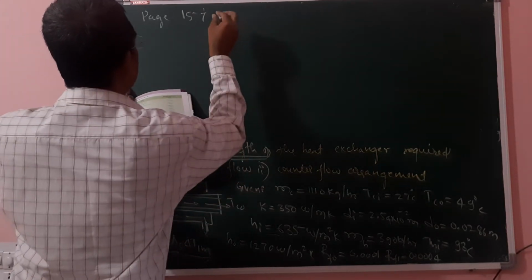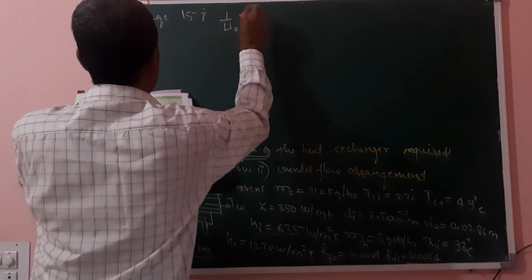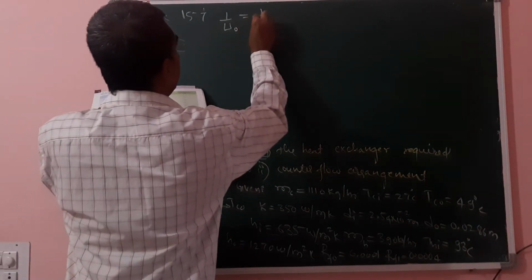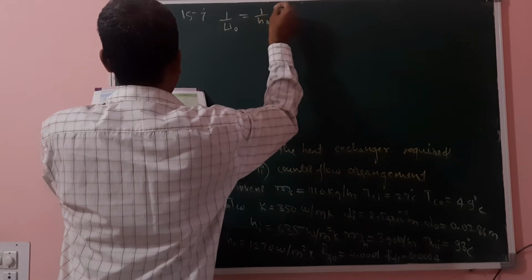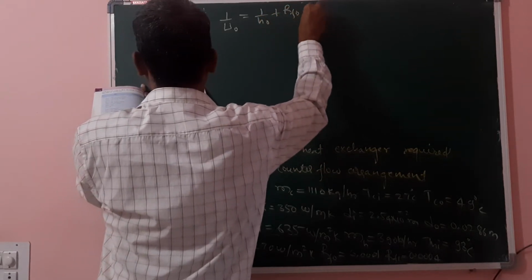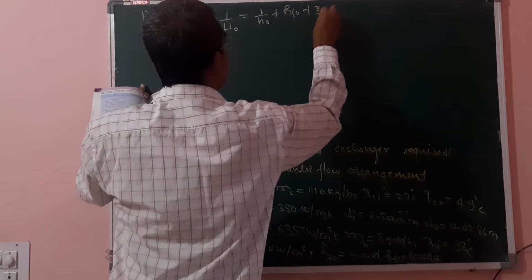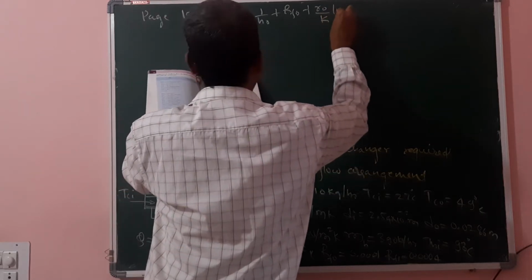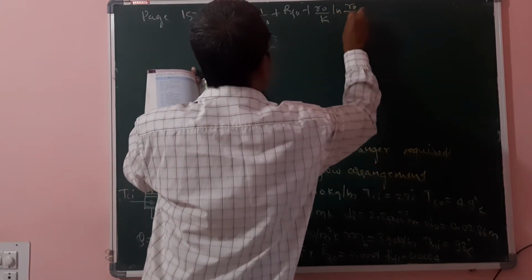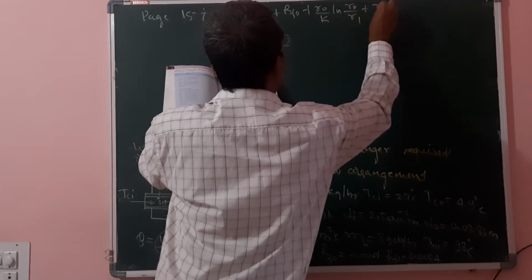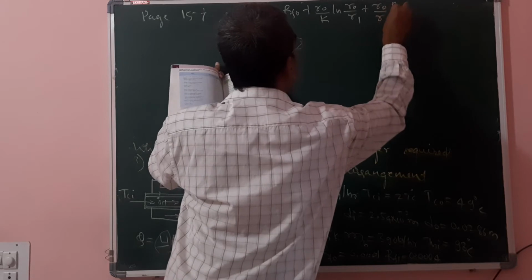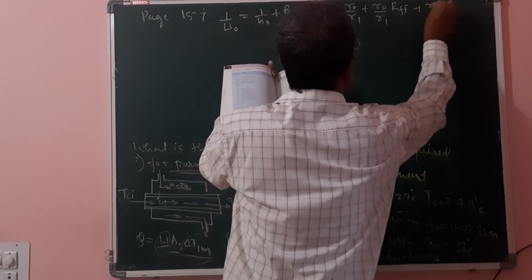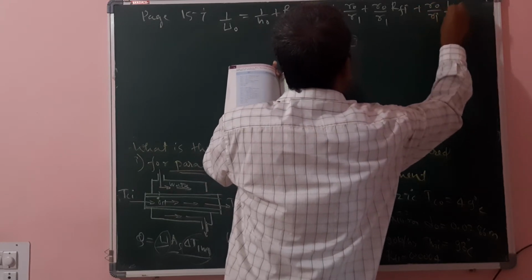Okay, 1 divided by U0 is equal to 1 divided by H0 plus RF0 plus R0 divided by K into ln of R0 divided by Ri, plus R0 divided by Ri into RFI. RFI and RF0 are the fouling factors, plus R0 divided by Ri into 1 divided by Hi.